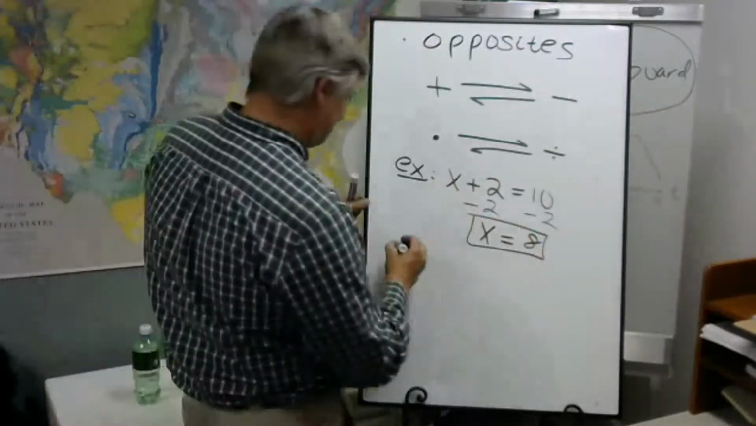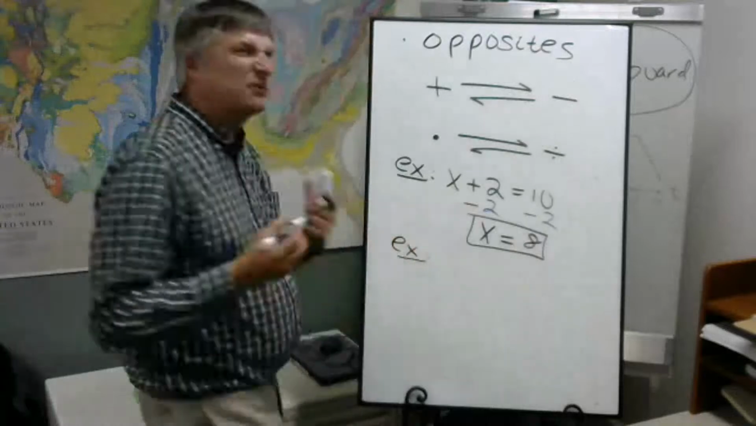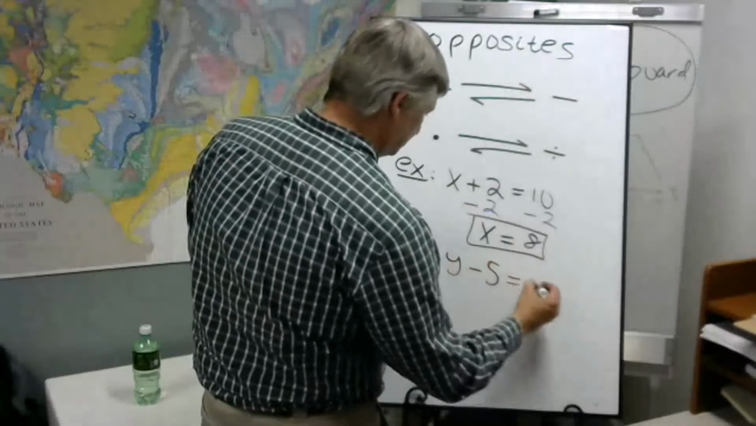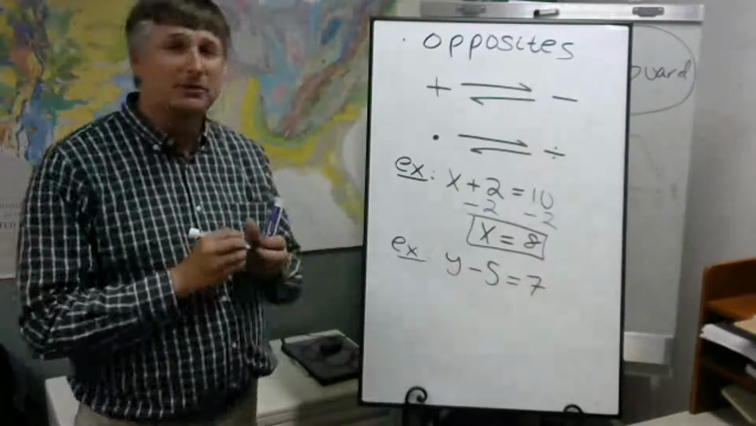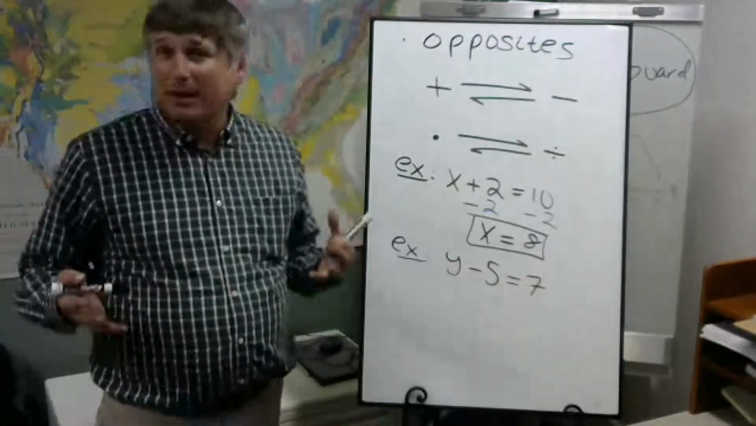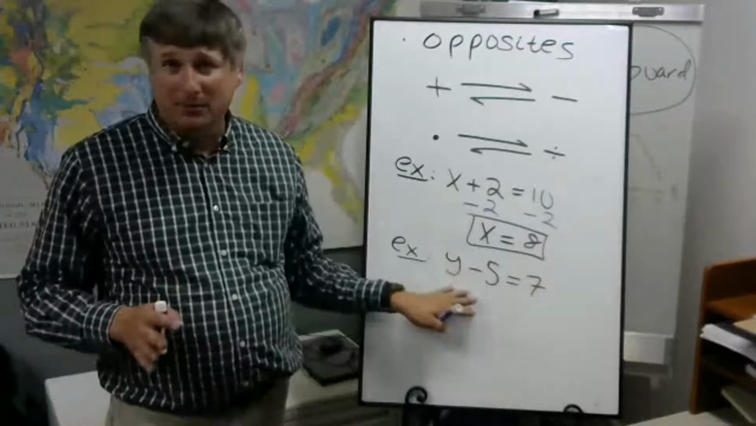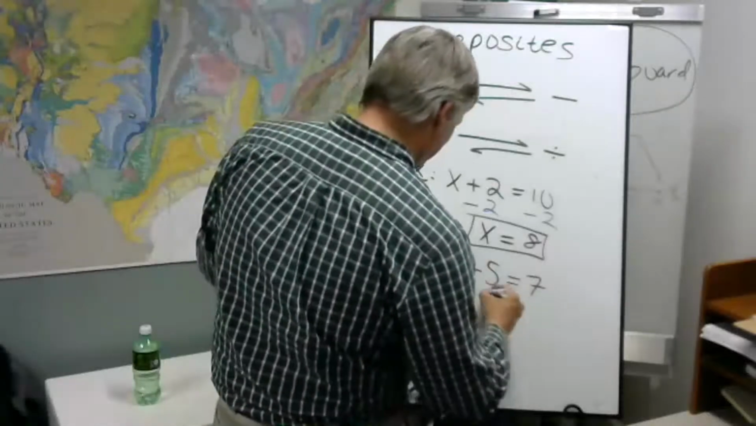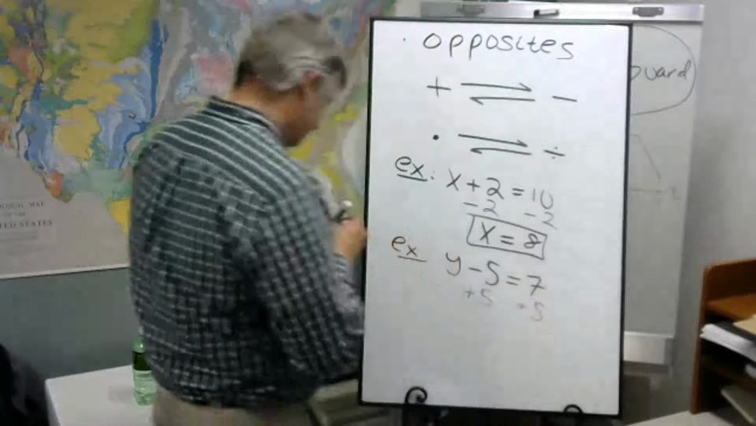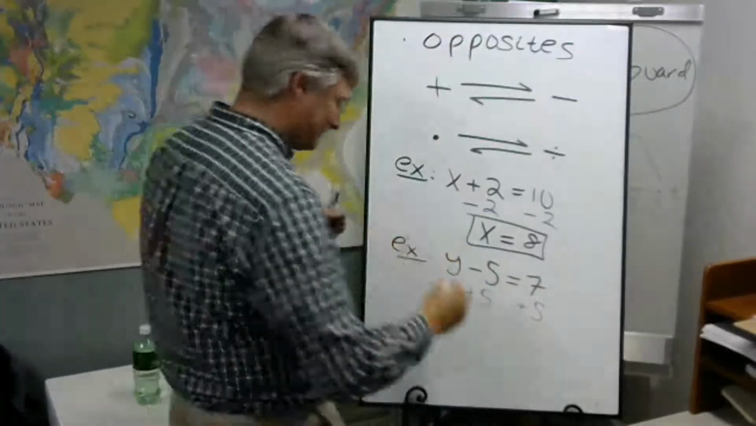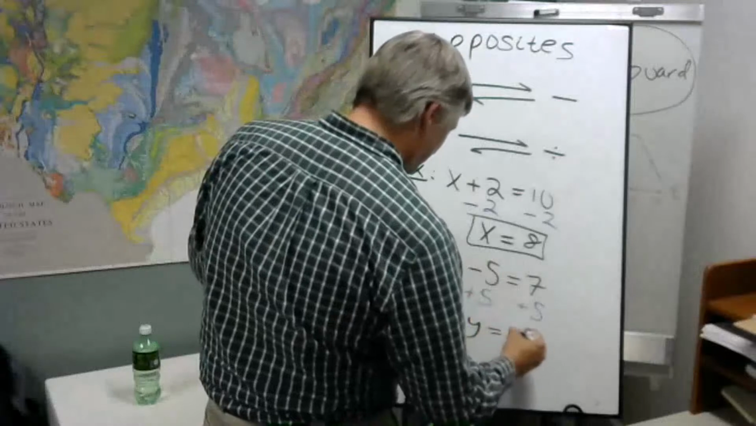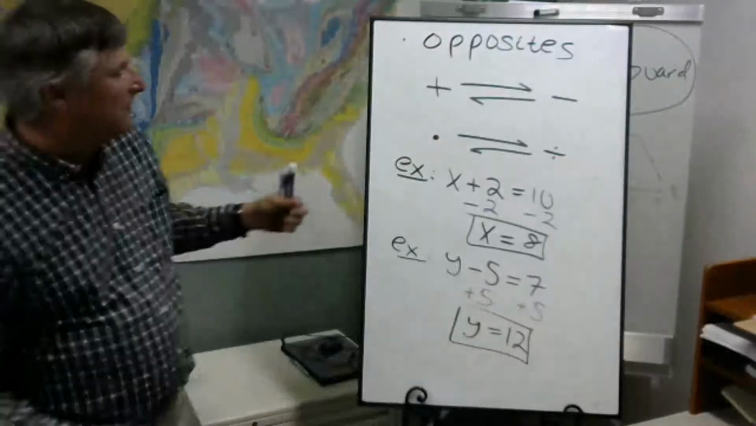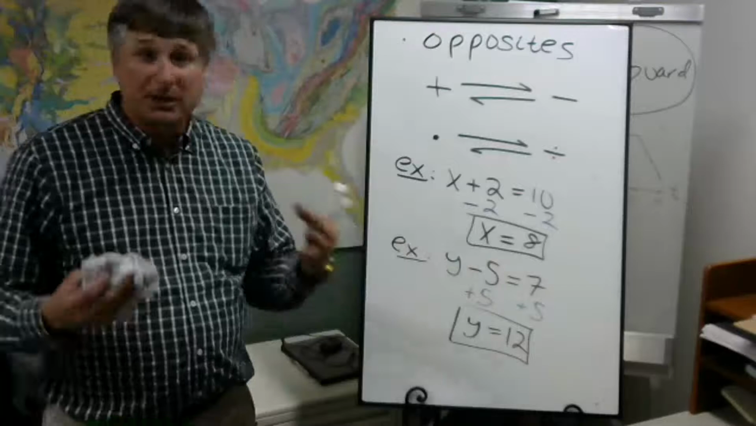Well, let's consider this. Let's use a different variable. Let's say y. Y minus 5 equals 7. To discover y's identity, we want to get y by itself. So we add 5 to both sides. These cancel. And y is equal to 12. So addition and subtraction are opposites. They go together.